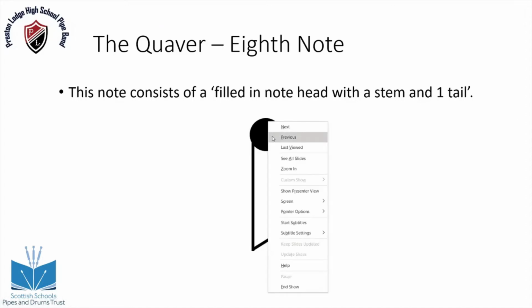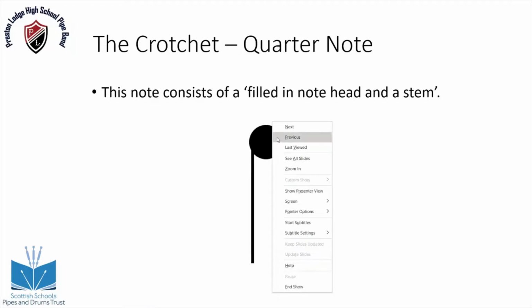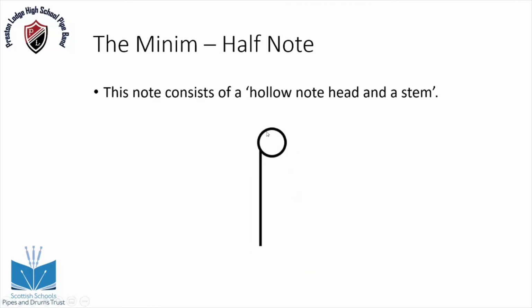I'll go back to the minim for those who need to still draw the minim. I'll give you about 10 seconds just to draw that out. So that was your minim, consisting of a hollow note head and a stem. And make sure you write that as well, alright, because we need to remember these things. So there's your hollow note head and there's your stem.